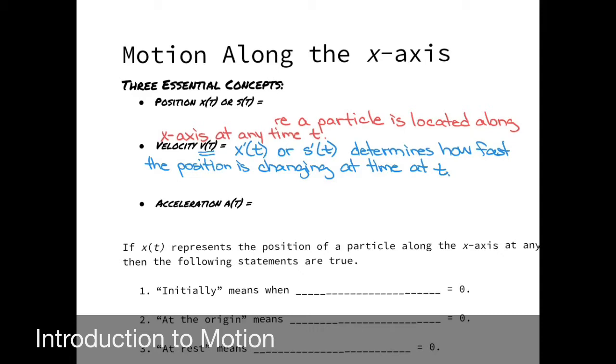Now, because velocity can have a sign, that means it can be positive or negative, velocity will give, well, that sentence does not make much sense, does it? Let's try that again. Whoops.